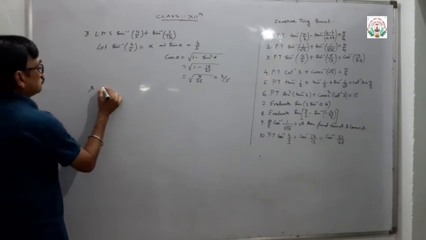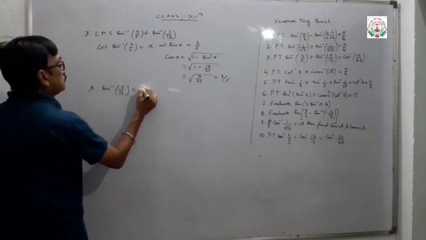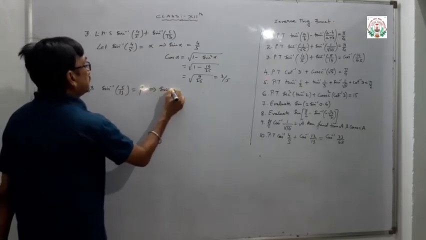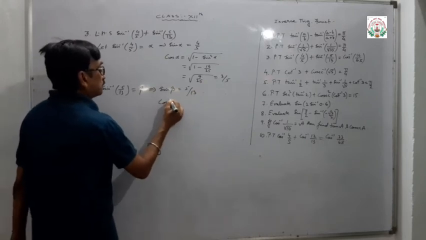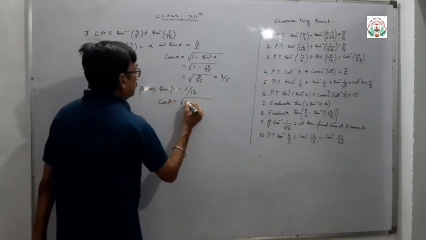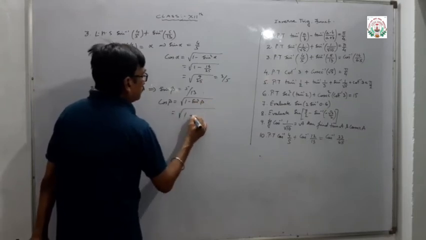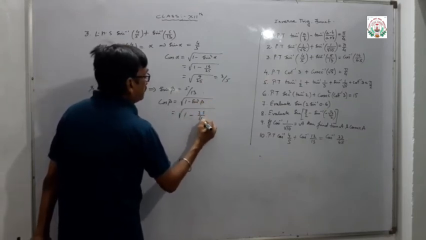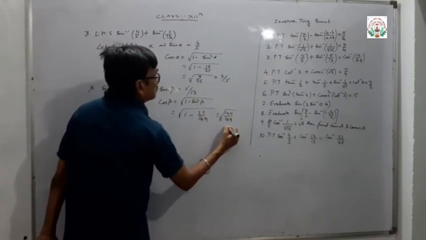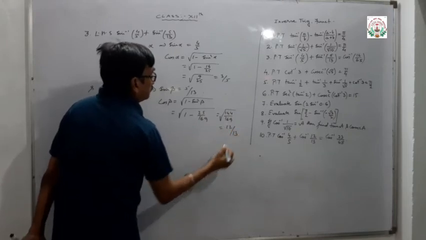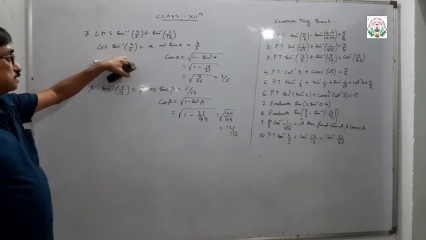Now we assume that sine inverse of 5 by 13 equals beta, which implies that sine beta will be equal to 5 by 13. So cos beta will become under root 1 minus sine square beta, equal to under root 1 minus 25 by 169, which is equal to 144 by 169, that is 12 by 13. So as it is given, sine inverse, we take it as equal to alpha.